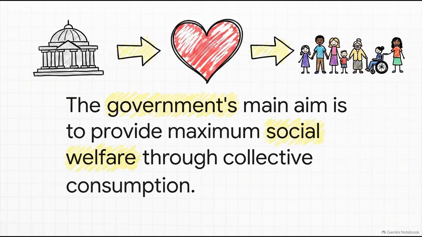Why does the government undertake all these incredibly complex roles? Well, remember that dynamic tension we discussed back at the beginning? Households are trying to maximize their personal satisfaction. Private firms exist to maximize their profit margins. But the government, it operates on a fundamentally different incentive structure. Its defining aim is to provide maximum social welfare.